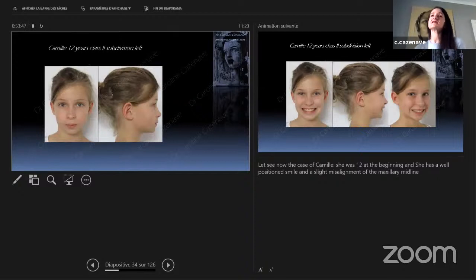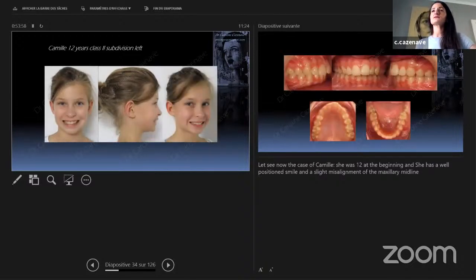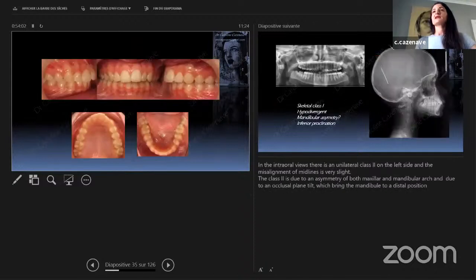Let's see now the case of Camille. She was 12 at the beginning of the treatment, and she has a well-positioned smile and a slight misalignment of the maxillary midline. In the intraoral views, there's a unilateral class 2 on the left side, and the misalignment of the midline is very slight.